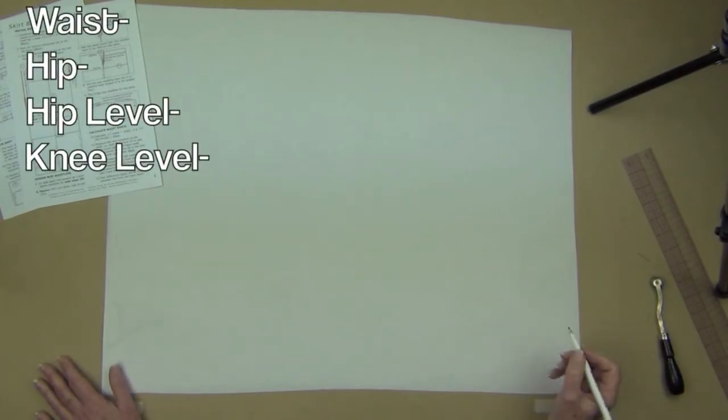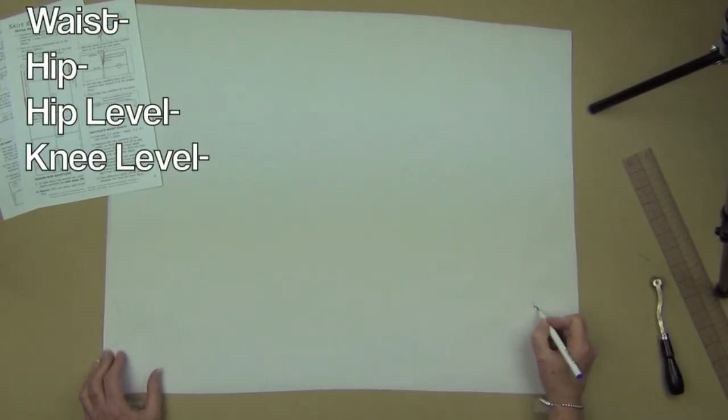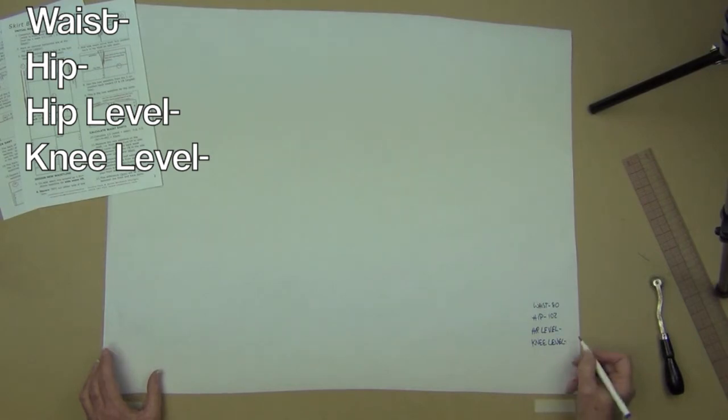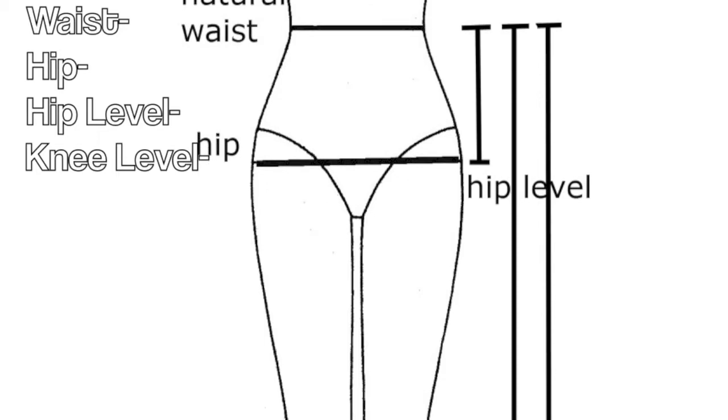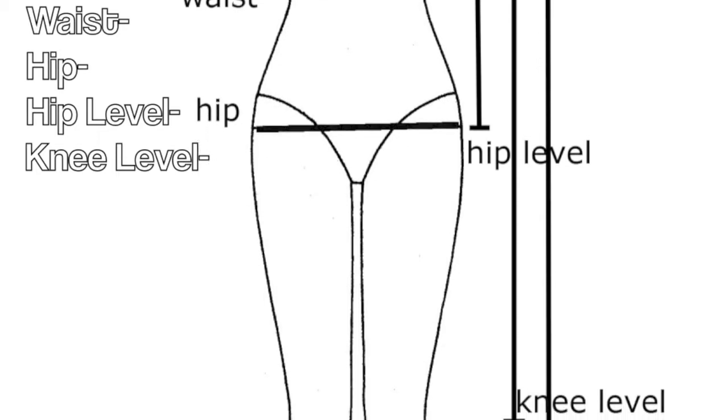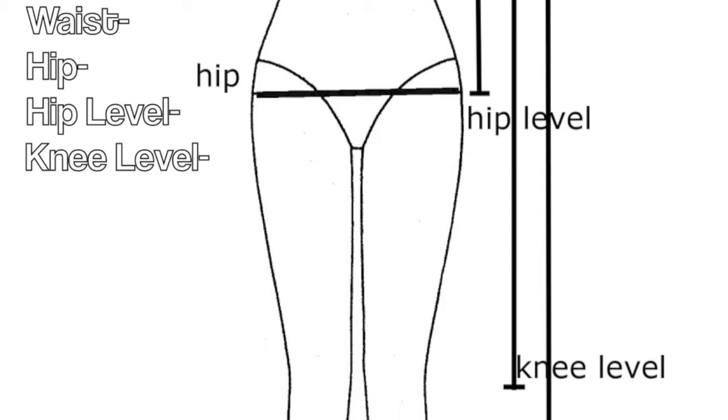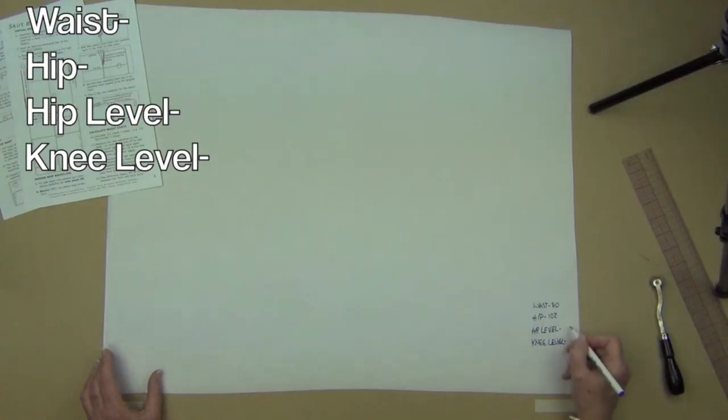In drafting a skirt block we need a couple of basic body measurements. We need our waist measurement, our hip measurement, our hip level, which is our waist to hip length, and our knee level, which is the measurement from our waistline to our knee level. And so for hip level I have 20 and for knee level I have 60.